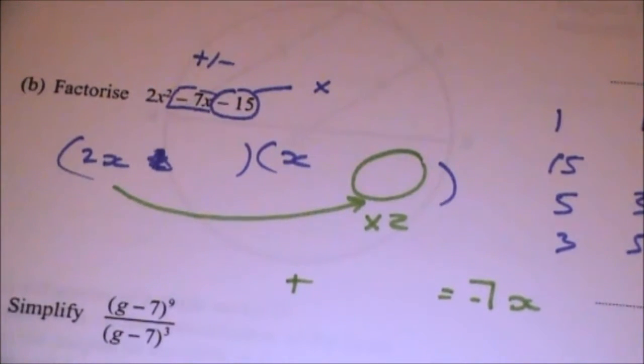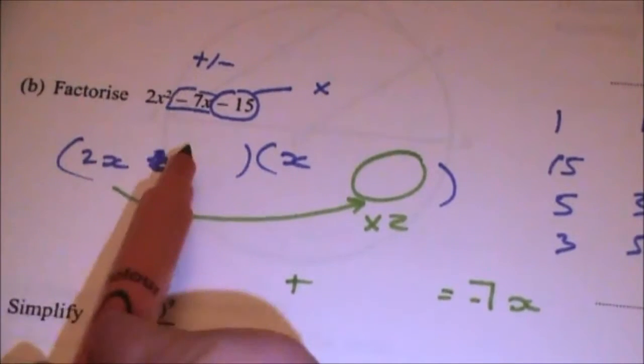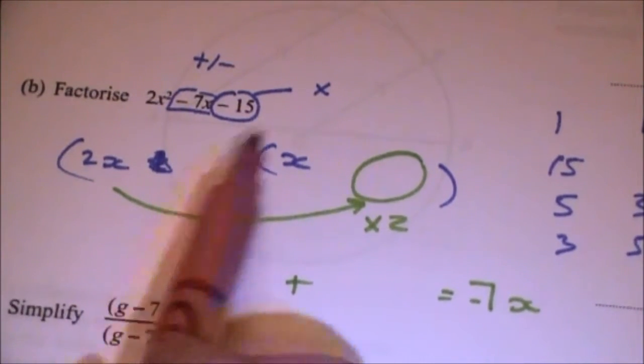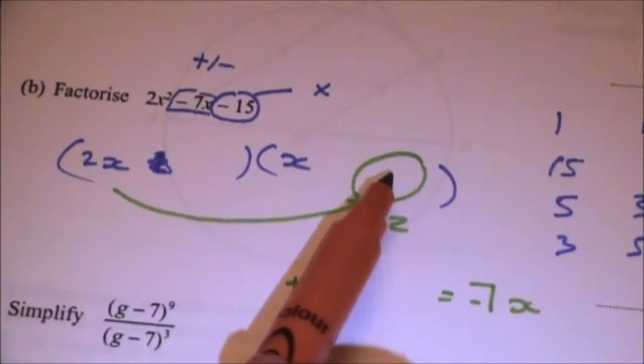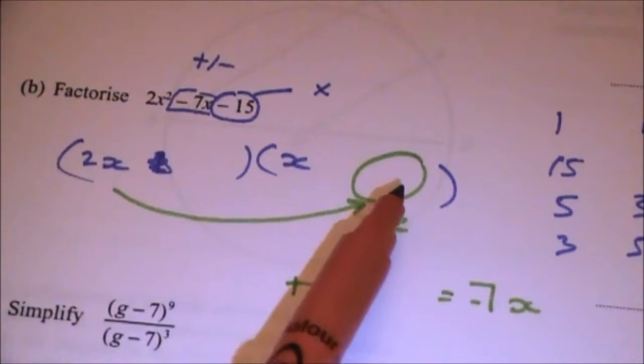But let's do this properly. Let's think about it. If I had a 3 there and a 5 there, this would end up being doubled to get 10.